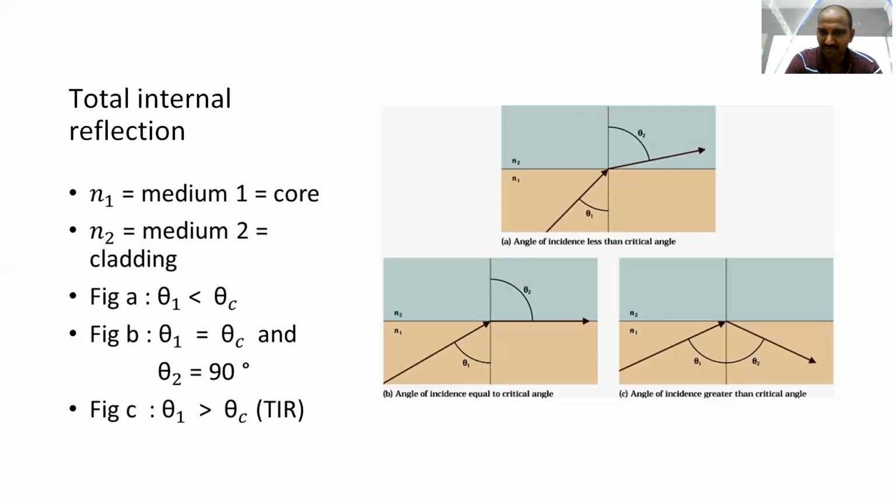Observe here, theta 1 is the angle of incidence in the core medium, and theta 2 is the angle of refraction in the same medium. That means here the angle of refraction is greater than 90. That's how you can see theta I is greater than theta C. That's why you can observe the light is completely reflected back into the same medium. That means total internal reflection takes place.